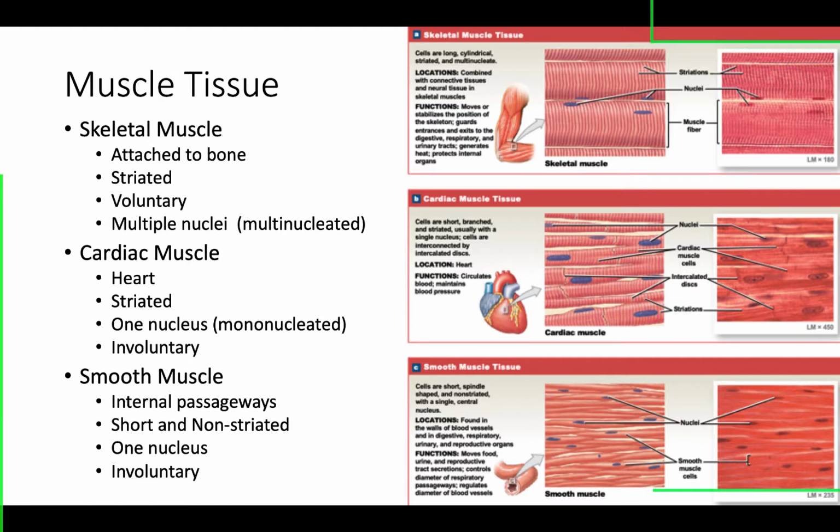And then we have smooth muscle. Smooth muscle is found in internal passageways. It's going to be in your blood vessels, in your digestive tract, anywhere you have smooth muscles that are going to contract and move things. These cells are non-striated. You don't see that striped appearance. There's one nucleus. Do you think your intestines, when they move things through the intestines, do you think that's voluntary or involuntary? It's involuntary. You don't consciously tell it to do it, so it's involuntary.